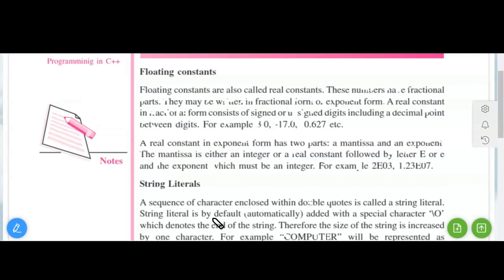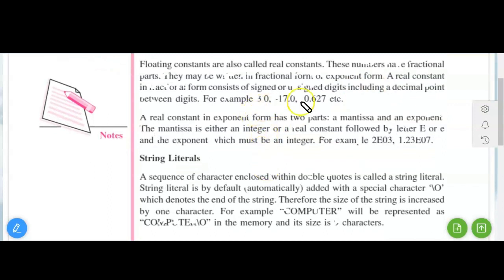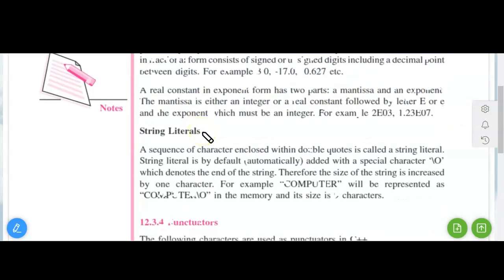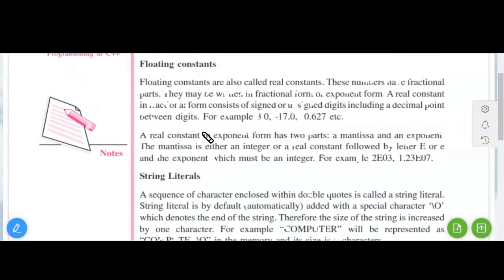Floating constant, that contains floating values. Floating constants are also called real constants. These numbers are fractional, have a fractional part. They may be written in fractional form or exponential form. You can see the examples here. It has two parts, mantissa and exponent. So you don't have to know so much, but you just have to know that floating values can be used as literals, whose value will be the same throughout the program.